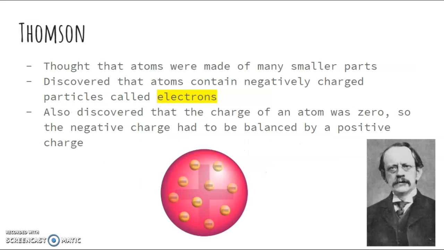Our next scientist was Thomson, and he thought that atoms were made of many smaller parts. He discovered that atoms contain negatively charged particles called electrons. He also discovered that the charge of an atom was 0, so the negative charge had to be balanced by a positive charge. He didn't know where the positive charge was yet.